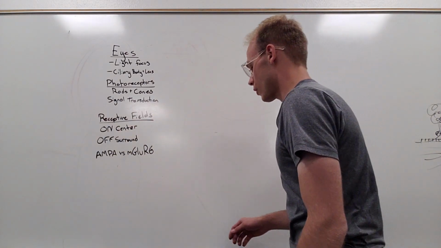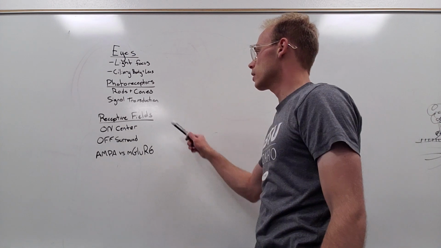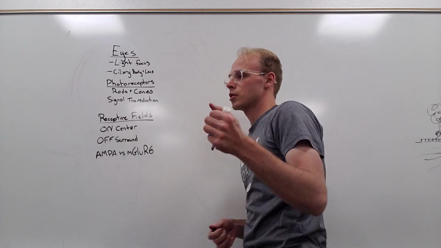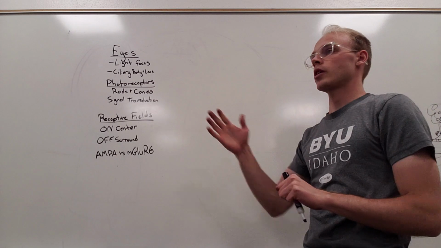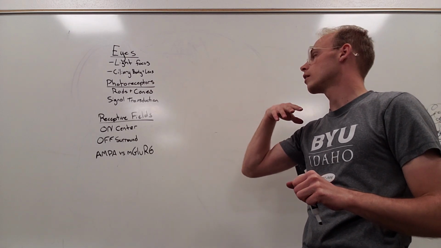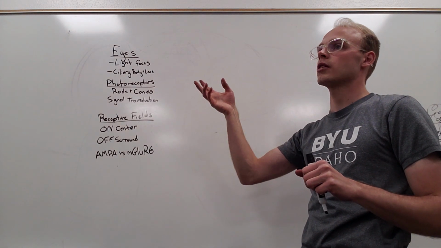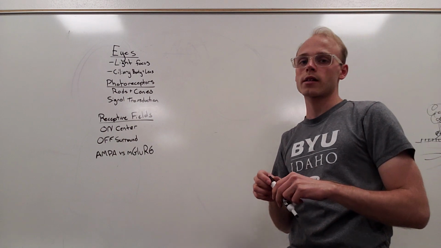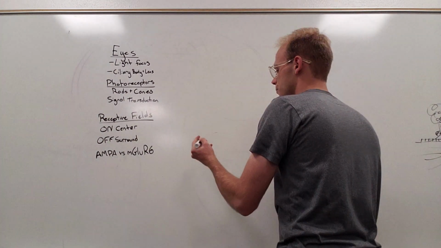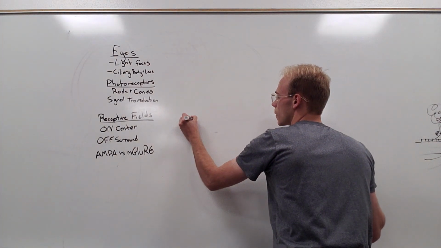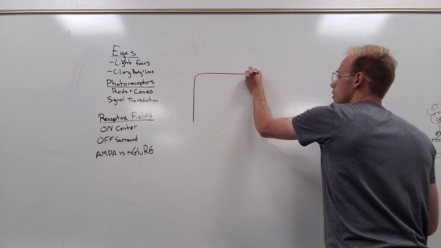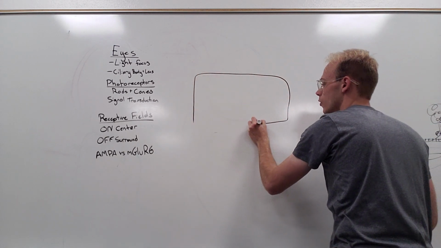Okay, and we're going to talk about photoreceptors. So, explained, rods do general light, so light versus dark, and then cones do color vision, so specific wavelengths of visible light. So I'm going to draw, these are just our general photoreceptor.